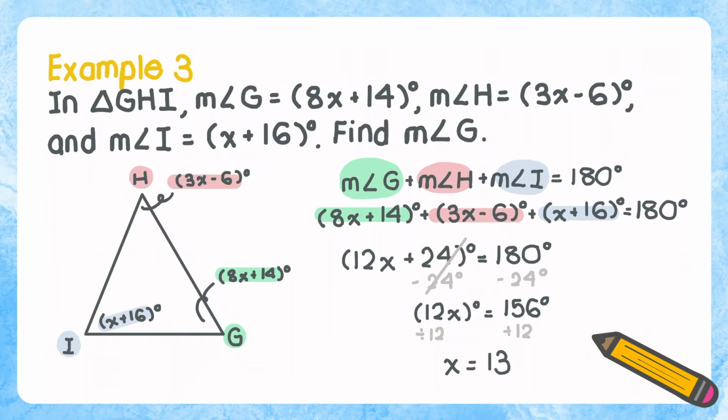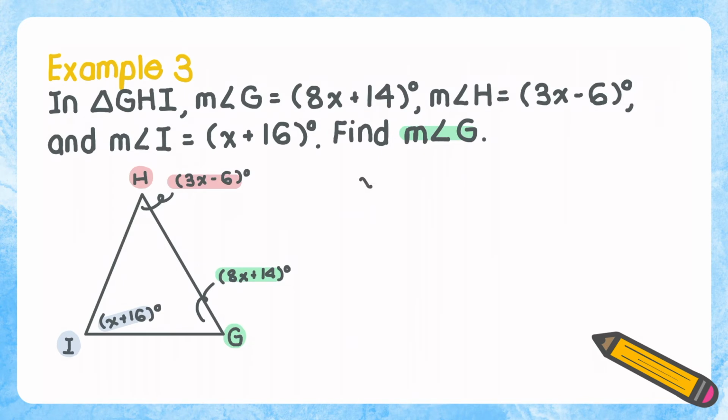Are we done here? What does the problem ask us to find? Notice we have to find the measure of angle G, so we're not quite done yet. So we just found that x equals 13, but we have to find the measure of angle G, which is 8x plus 14 degrees. We just solved for x, so let's replace that.